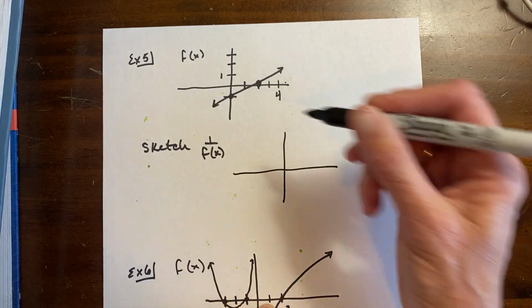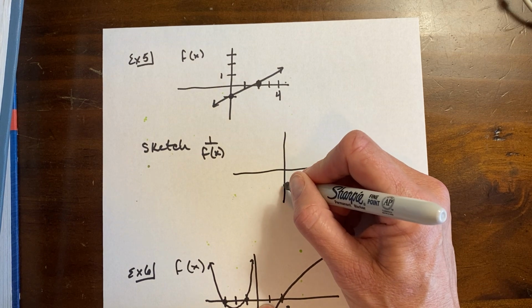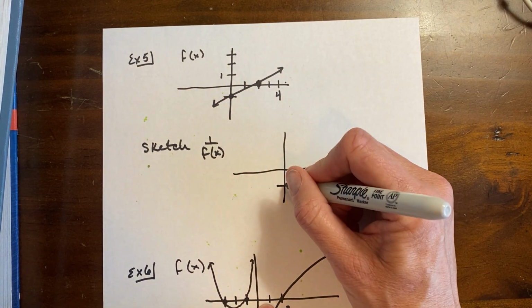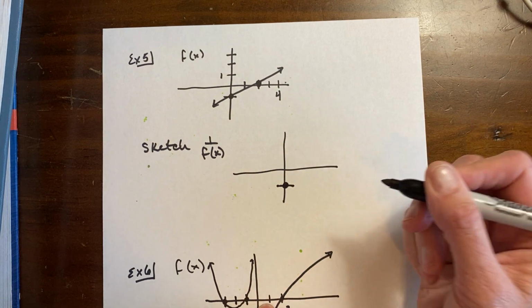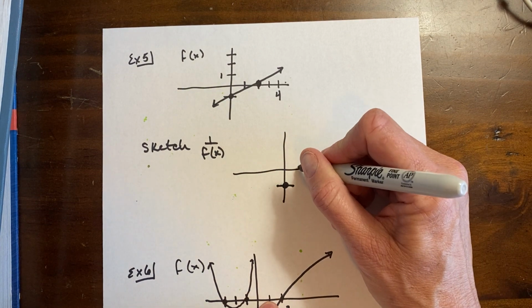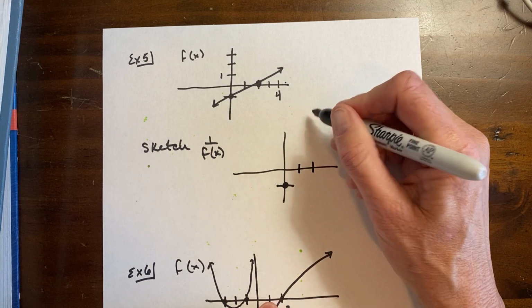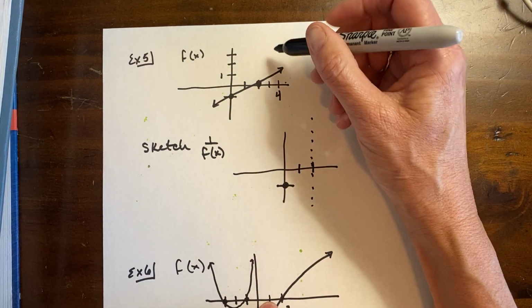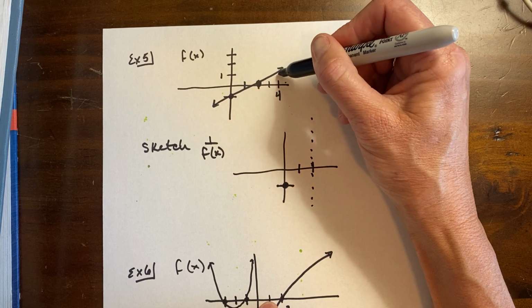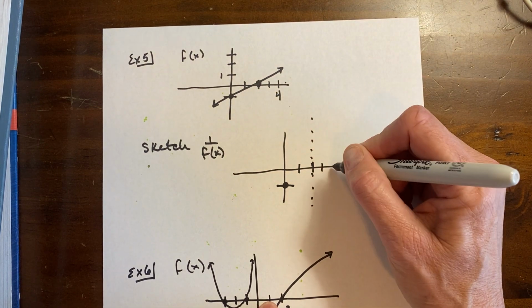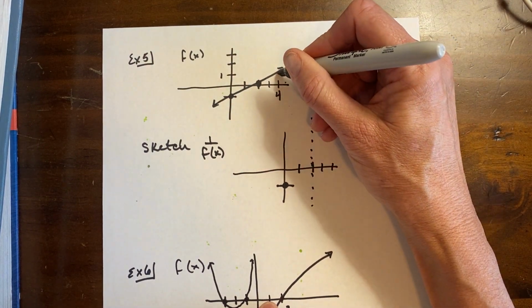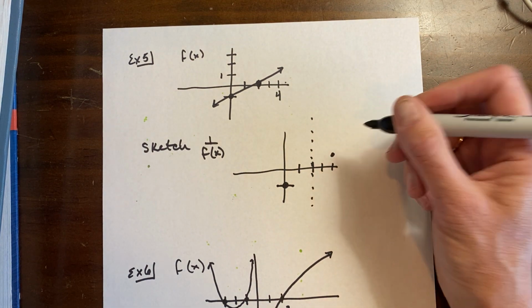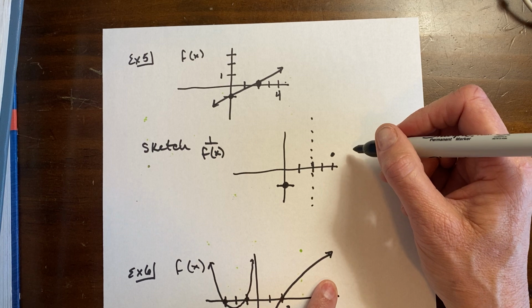So we see that at 0, we have a -1. Reciprocal of -1 is still -1. At 2, the function is 0. Reciprocal of 0 will be an asymptote. And roughly at 3 or 4, when x is 4, the function is 1. So the reciprocal of 1 is still 1. And let's consider what this looks like.